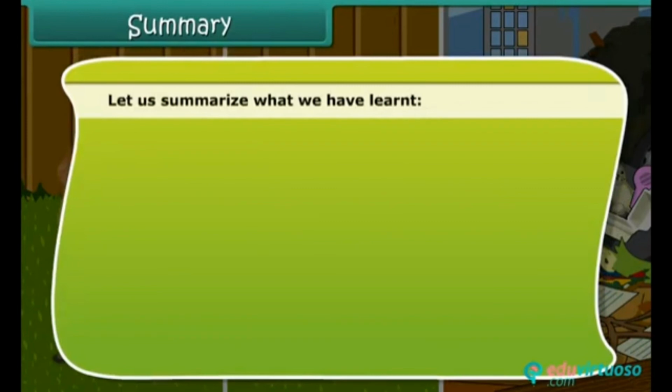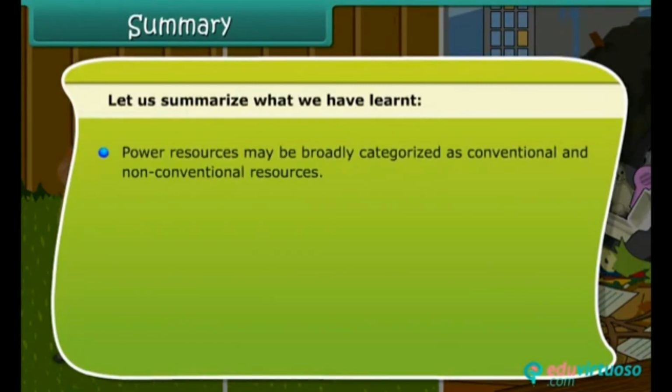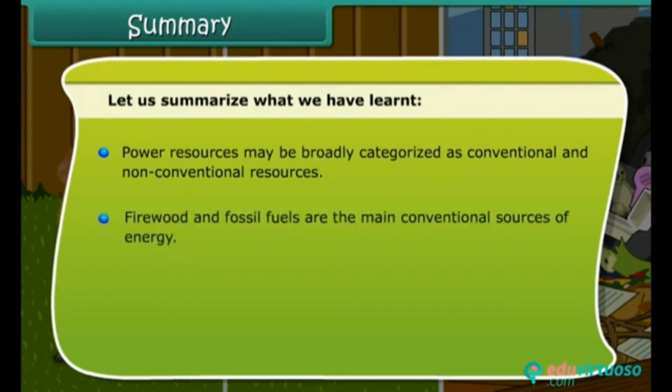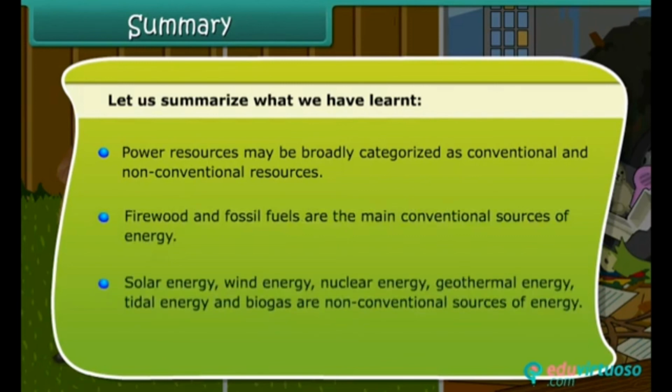Let us summarize what we have learnt. Power resources may be broadly categorized as conventional and non-conventional resources. Firewood and fossil fuels are the main conventional sources of energy. Solar energy, wind energy, nuclear energy, geothermal energy, tidal energy, and biogas are the non-conventional sources of energy.